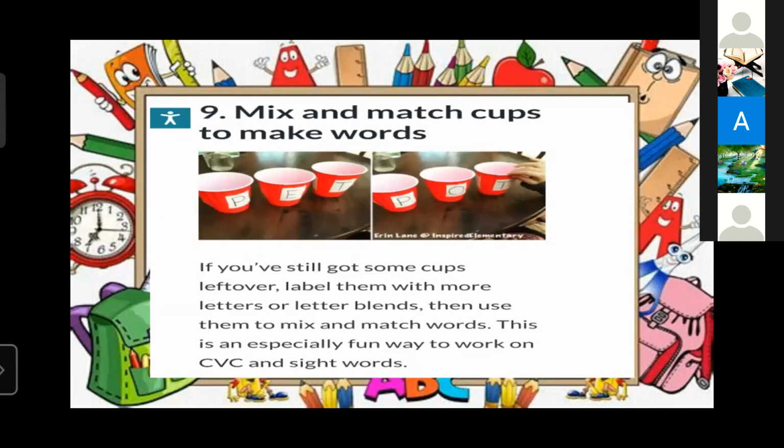You have a lot of plastic cups, and you give them the cups with different sounds or different letters written on them, and you ask them to try to form some words with these cups.